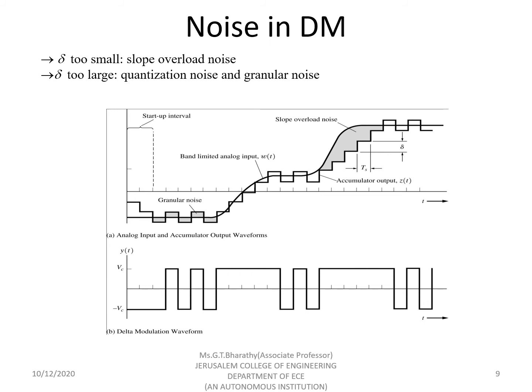So this is again the same diagram where we have the granular noise and the slope overload noise. Wherever there is a rapid increase in the amplitude, you will have a difference. This fixed step size is going to lead to slope overload noise. Similarly, for slowly varying amplitude, or almost no variation in the amplitude here, the data that is transmitted will be 0, 1, 0, 1. This is called granular noise. So when delta is too small, slope overload noise occurs, and when delta is too large, quantization noise or granular noise occurs.